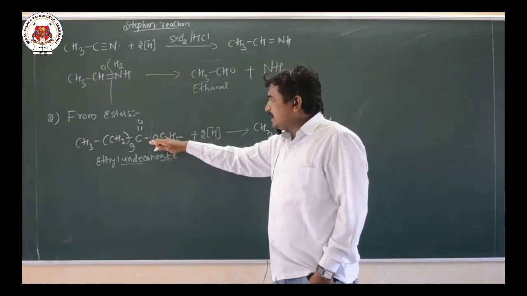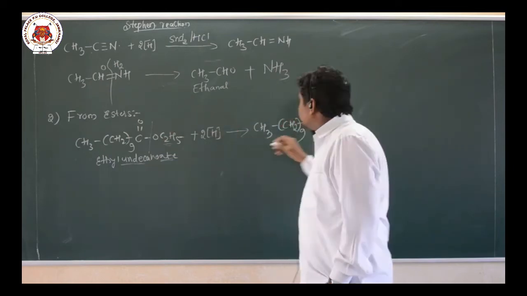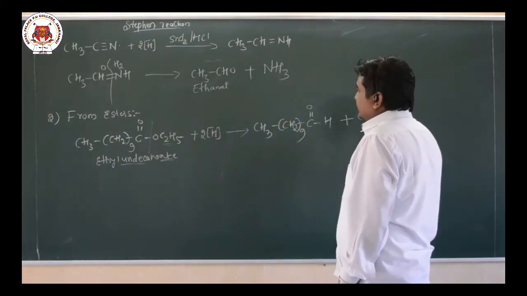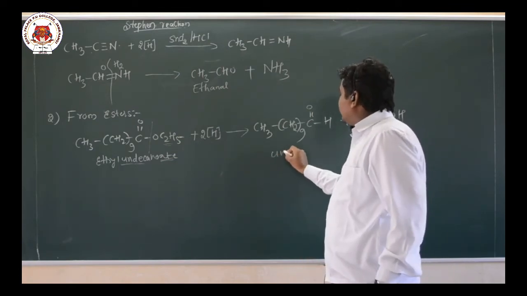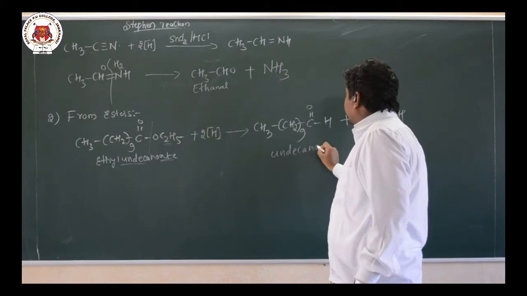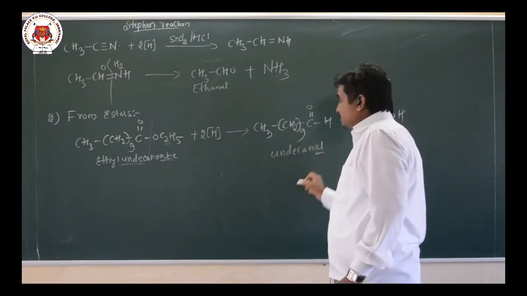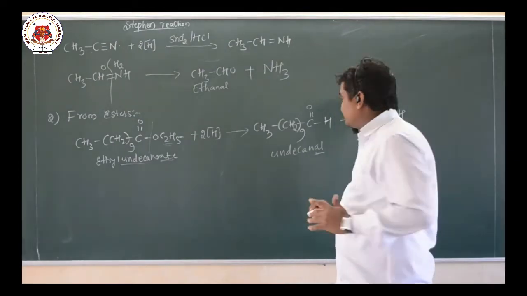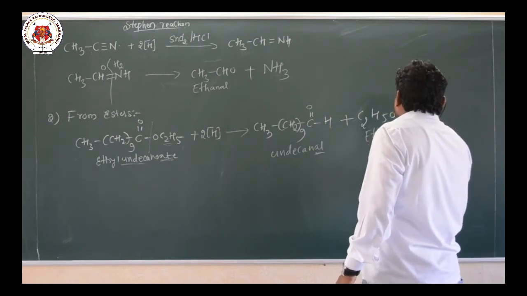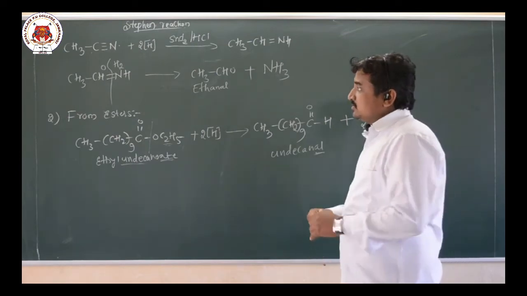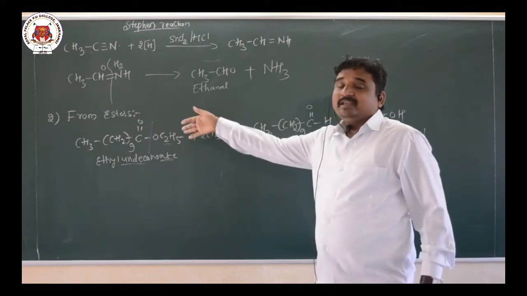Another part is OC2H5, this one hydrogen adds to this part. So that becomes C2H5OH. So the name of the product is undecanal. So 11 carbon atoms are there, and al is the suffix used for aldehyde. Now this is ethyl alcohol. This is another method which is used to prepare aldehyde from the esters.